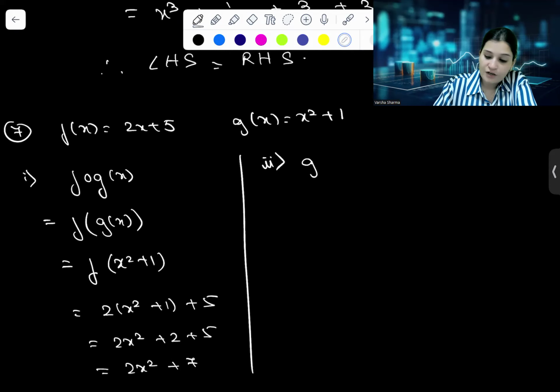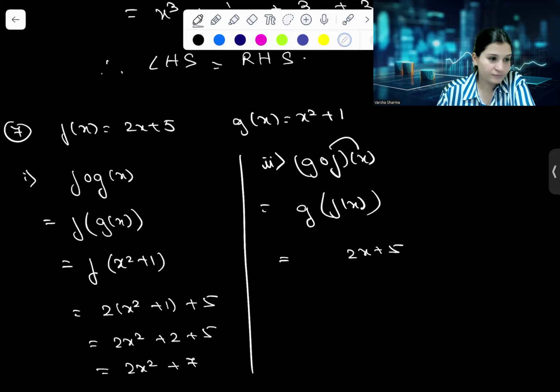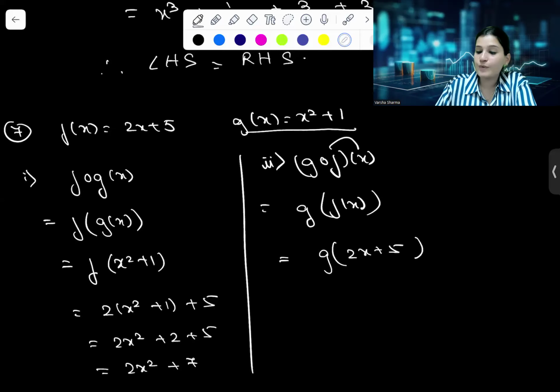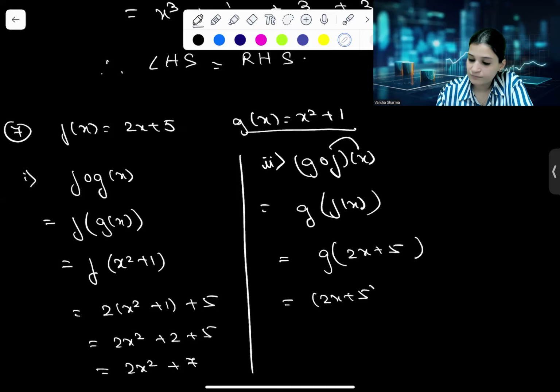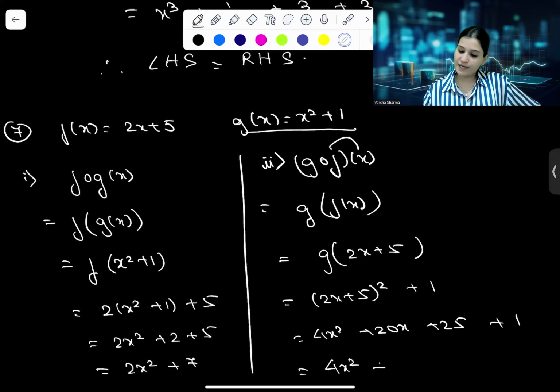Question number 2. g composite f. We write x here. Now we will again find f(x) first, and whatever we get, we'll put in g. f(x) was 2x + 5. Now this will be put instead of x in g. g(x) was x² + 1, so g of this will be the square of this plus 1. So 4x² + 20x + 25 + 1. So 4x² + 20x + 26.